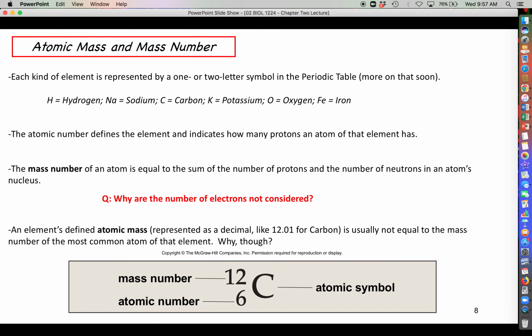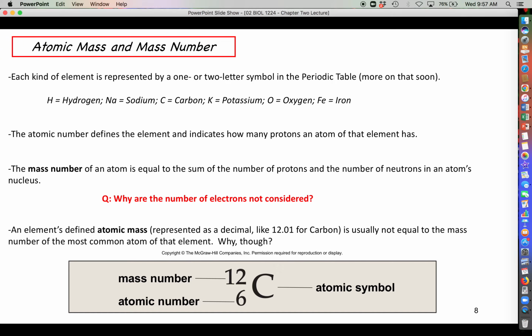Now, to throw a wrench into this, something separate from the mass number for a particular atom is the atomic mass of the element at large. So we need to talk this through. Mass number is something that is specific to one particular atom of an element. Atomic mass is descriptive of the element at large. So an element's defined atomic mass, for example, if we talk about carbon, the element carbon has an atomic mass of 12.01.